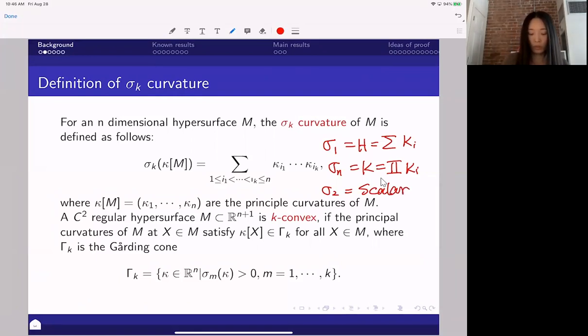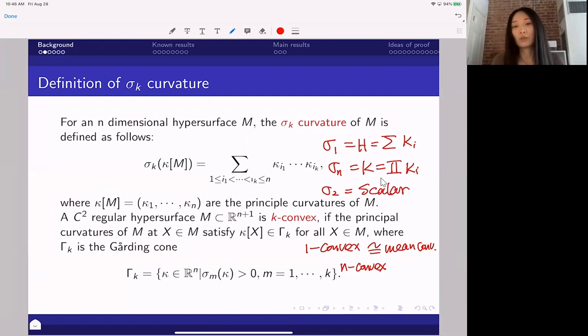Okay, let's go back to the Gårding cone part. So we can see that 1-convex means that sigma_1 is greater than 0. So 1-convex is equivalent to mean convex. And n-convex means that the Gauss curvature is greater than 0, and the sigma_{n-1} curvature is greater than 0, and up until the mean curvature is greater than 0. So we can see that actually n-convex is convex. Okay, so when we say 2-convex, we mean that the scalar curvature is positive and the mean curvature is positive.